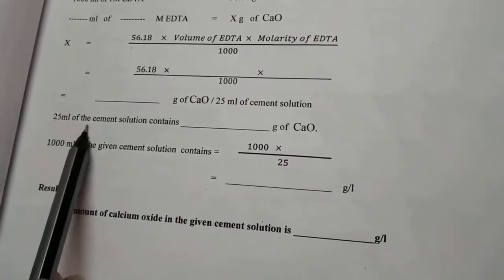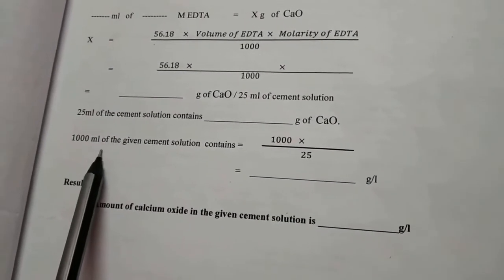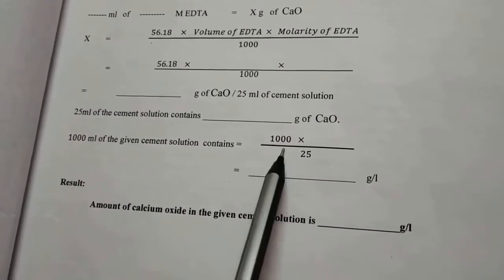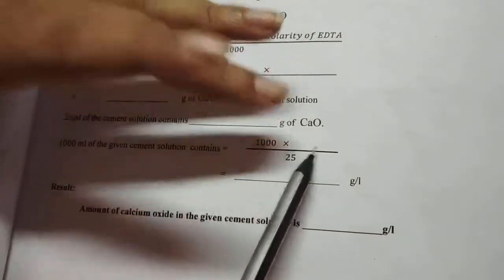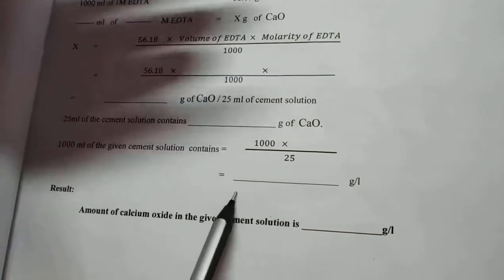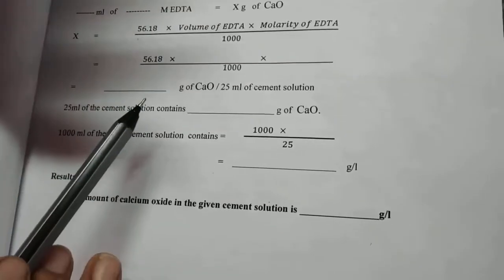Therefore, the 25 ml of the solution contains X gram of calcium oxide. Therefore, 1000 ml of the given cement solution contains 1000 into the value you got after calculation, divided by 25. That is that much gram per liter of calcium oxide present in the given sample of cement.